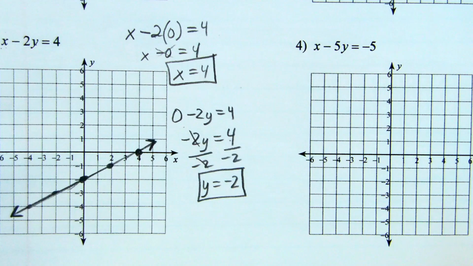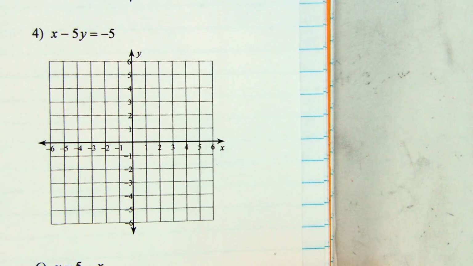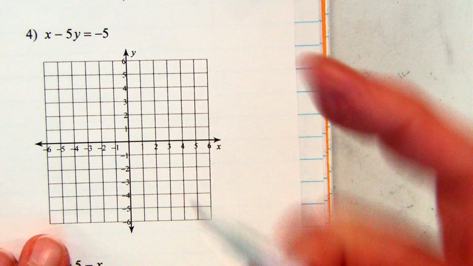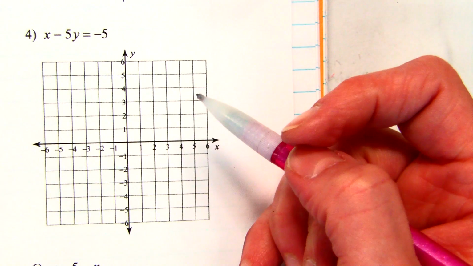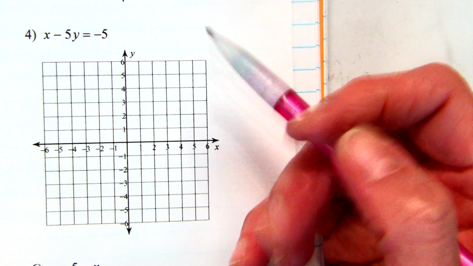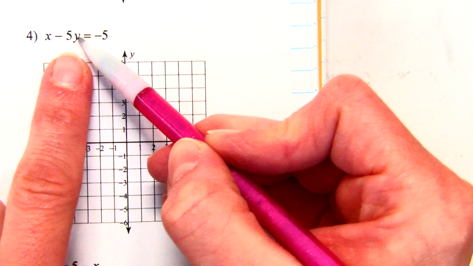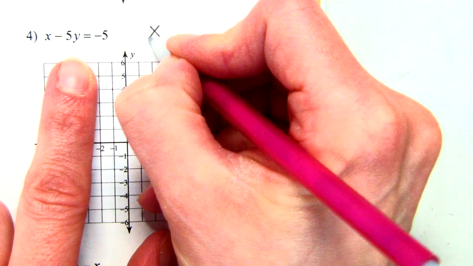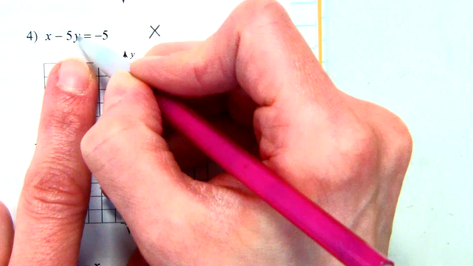Question? Yes, do you have to do x first, or does it matter? It doesn't matter as long as you do them both. The one that says x goes on the x-axis, the one that says y goes on the y-axis, so it does not matter which one you do first. So I like to put 0 in for the y and do the x first, but that's just because that's how I was taught.